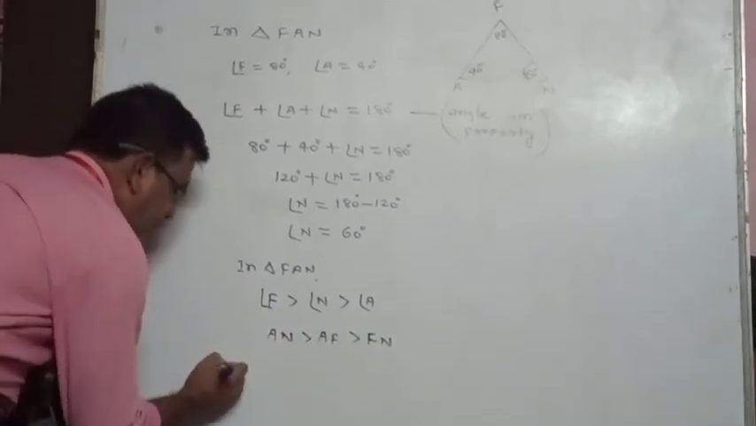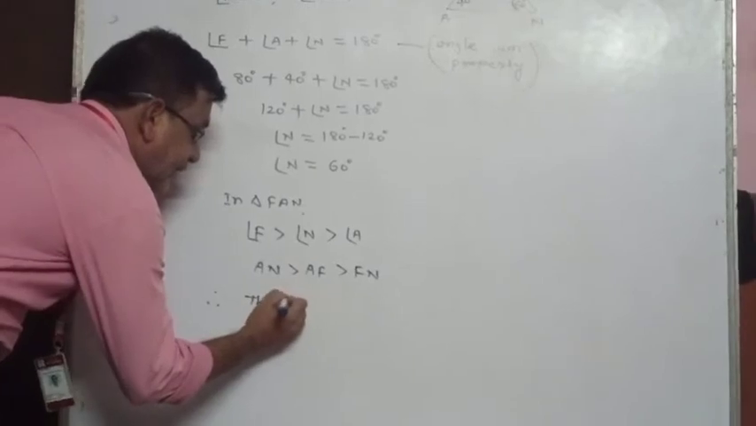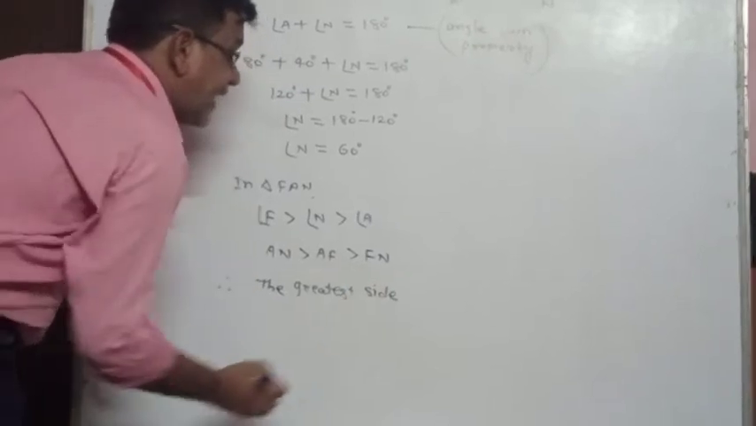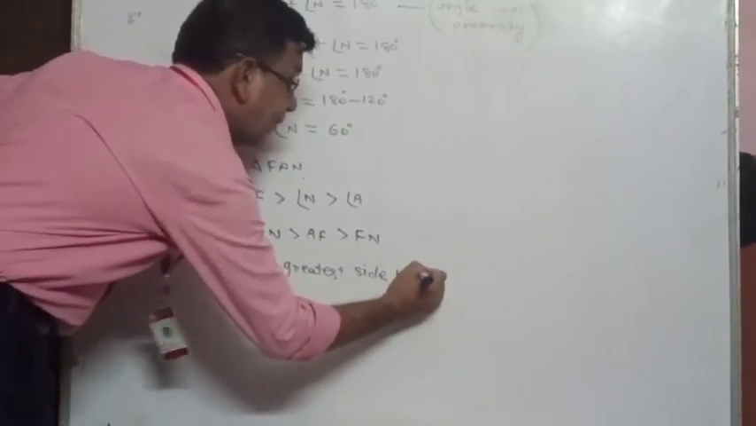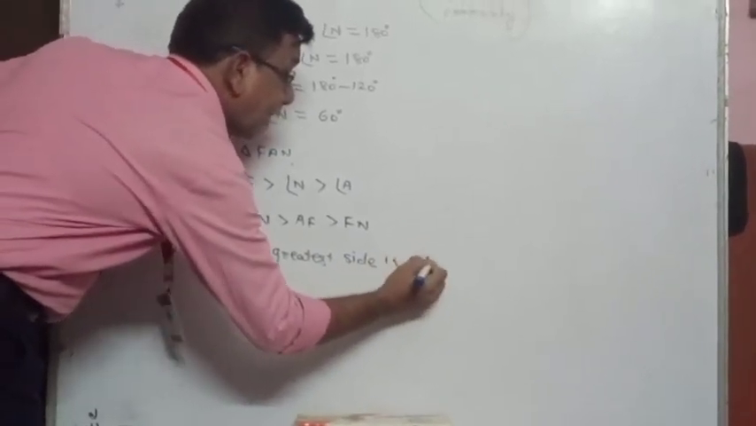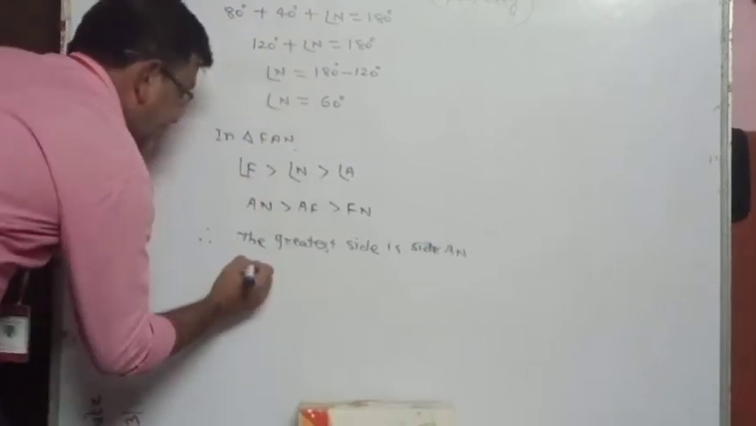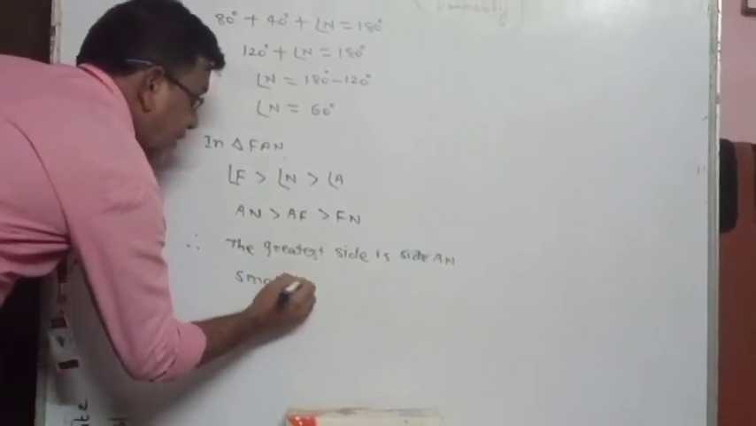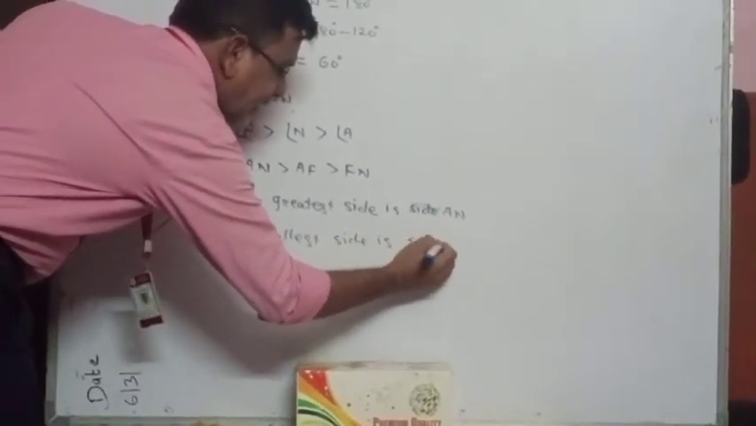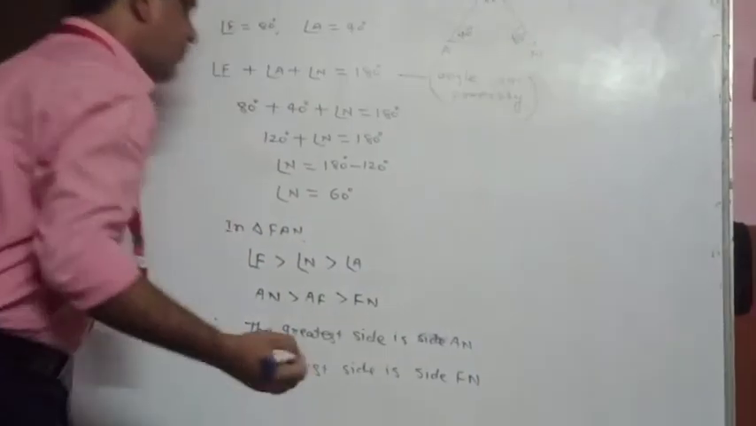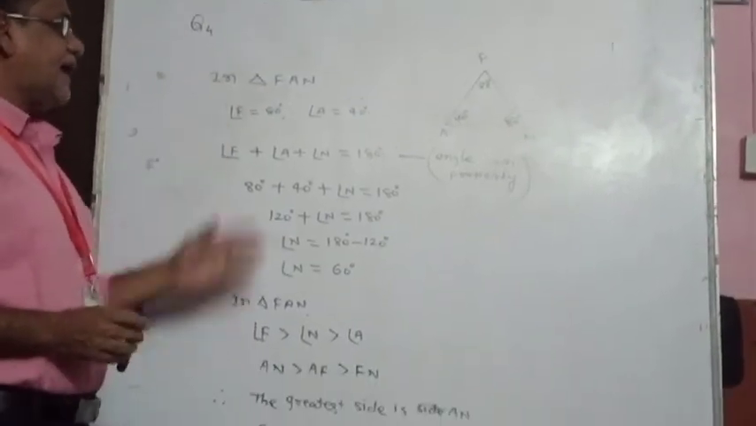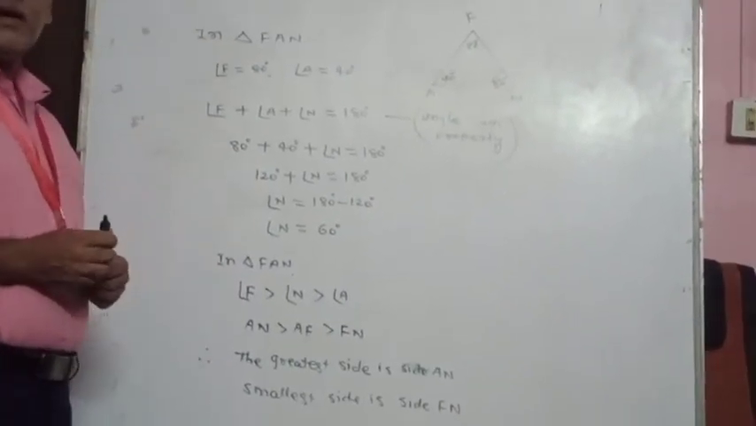So you can say that therefore the greatest side is side AN, and smallest side is side FN. In this way you can find out the smallest and greatest side of a given triangle. Okay, write down this now. I think the doubts are clear here.